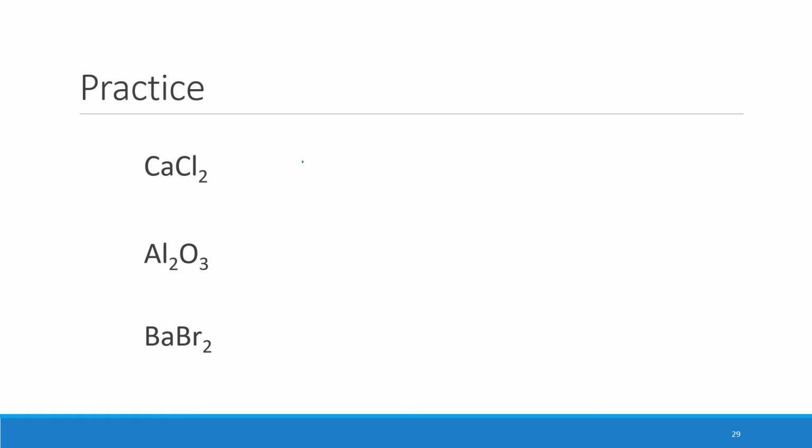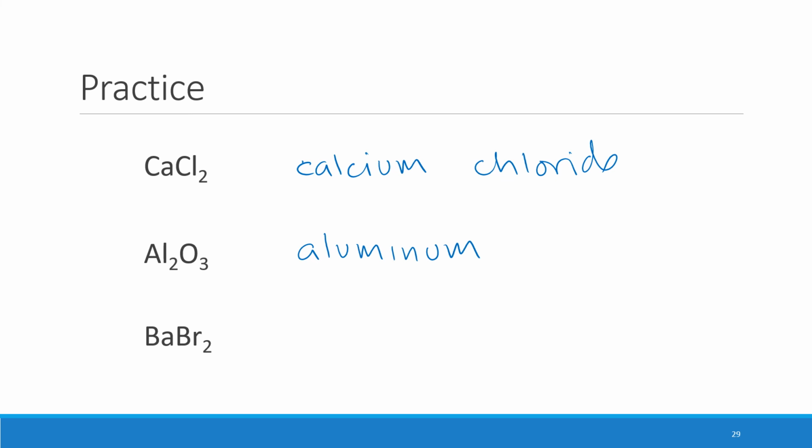This is just calcium chloride. Next is aluminum oxide. And then barium bromide. Okay, now something that people want to do in this situation sometimes is they see the 2 and they think that has to be part of the name. For ionic compounds, it doesn't work that way. It's just calcium chloride. Anyone who knows their ions and their charges will know that the formula has to contain 2 chlorides, so we don't have to worry about that.